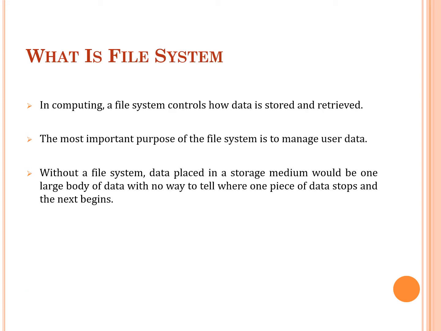What is a file system? A file system is used to store and retrieve data in a storage medium. The most important purpose of a file system is to manage the user data. Without a file system, it is difficult to store the data, as the data looks like one large body on a storage medium, and we would not know where a piece of data ends and where it starts.